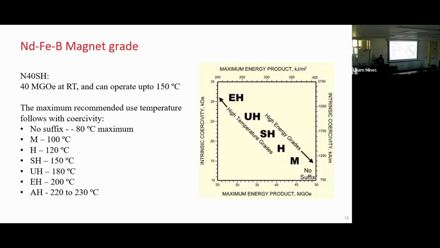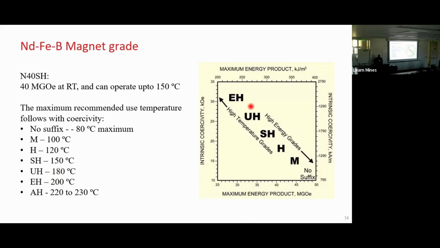So now let's talk about grade. You already saw this grade. Typically, I just say N40SH. What does this mean? This means at room temperature, my grade is 40 megagauss-oersted, and my magnet is supposed to be operated at 150 degrees C. Here, H just means high, SH means super high, UH is ultra high, EH extraordinarily high, AH is anomalously high. So you just keep going to this point.